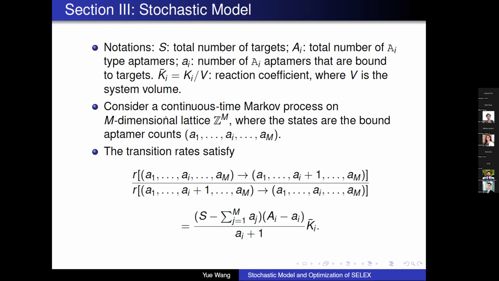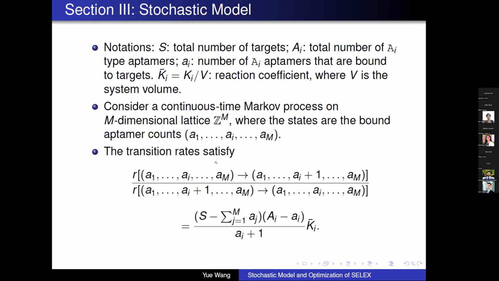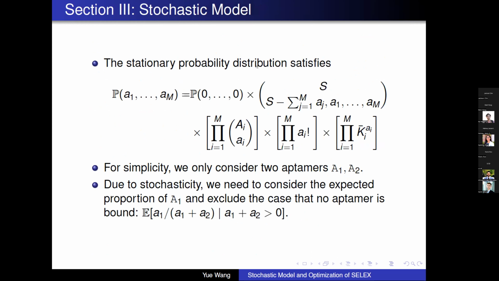This stochastic model considers a continuous time Markov process on an m-dimensional lattice. So each state is the number of bound uptimers, small a1 to am. For this Markov process, the transition rates between neighboring states satisfy this equation. So this one is the number of unbound targets. This is the number of unbound uptimers, and here is the number of bound uptimers. So you can see that this term is very close to this equation here.